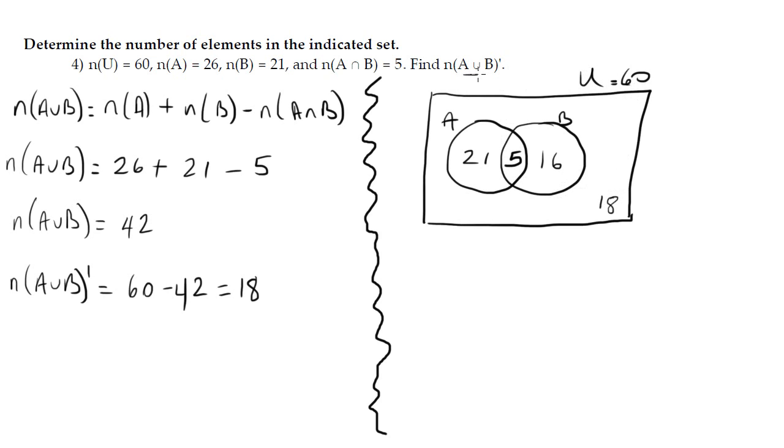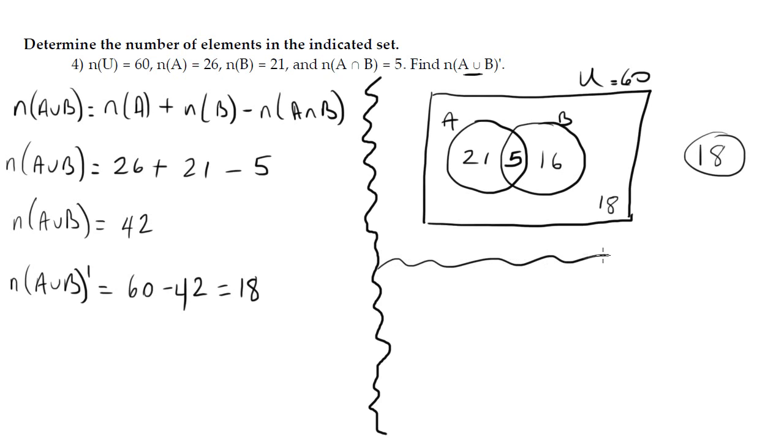So if I'm trying to find A union B complement, here's A union B. That's everything in either of these 2 circles, including the intersection. That's A union B. Everything outside of that, 18. 18 is still our answer.